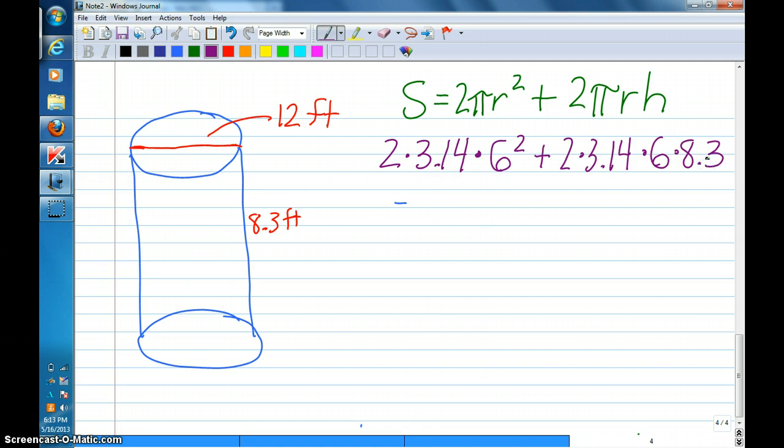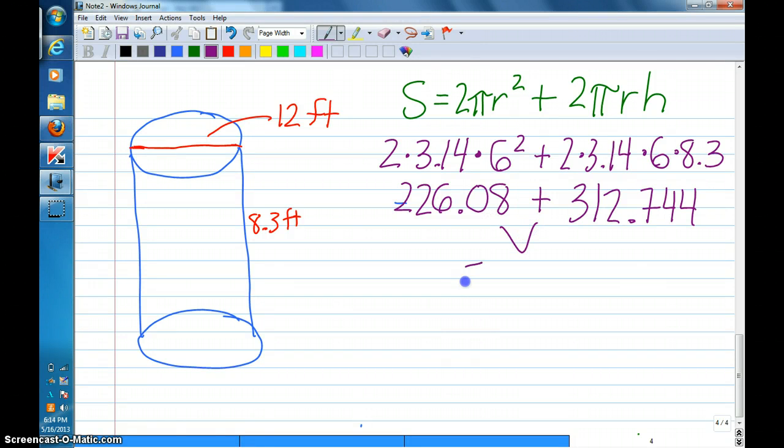So go ahead, take your calculator. I'm going to do exponents first. So 6 times 6 is 36, times 3.14 times 2 for the left side. I got 226.08. Again, I'm not going to round until the very end. 2 times 3.14 times 6 times 8.3. I got 312.744. My last step is to add them together.